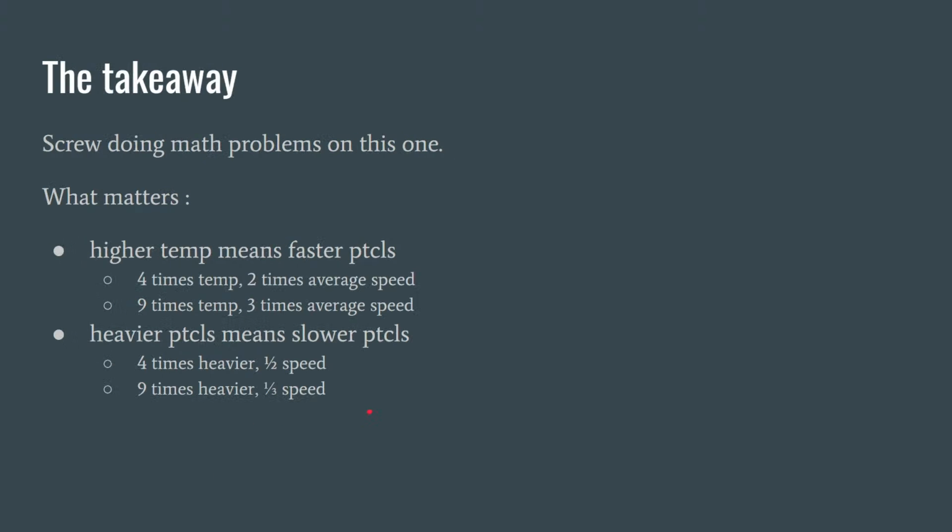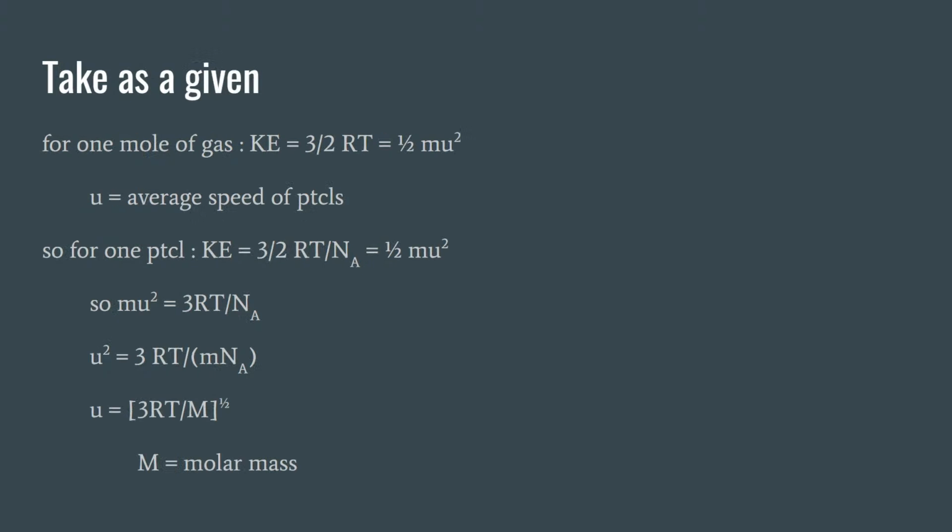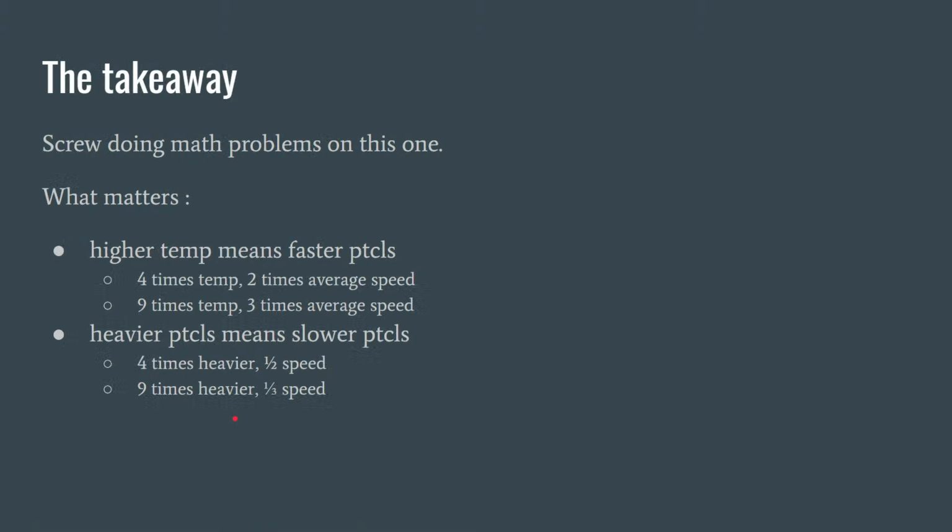So what is this telling us? Don't worry too much about the math. What matters is that at higher temperatures, okay, you're going to get faster particles, and heavier particles or heavier gases, heavier molar masses are going to move slower. So higher temperatures mean faster particles. But because we're looking at a square root, 4 times the temperature, you get twice the average speed. 9 times the temperature, you get 3 times the average speed. Okay. So it doesn't go up linearly, this speed. It goes up with the square root.